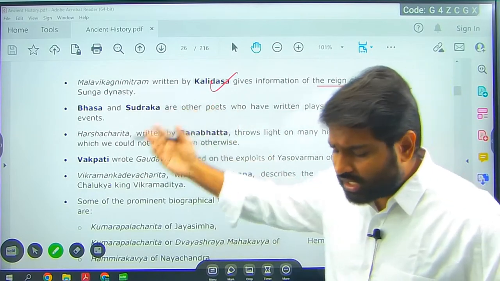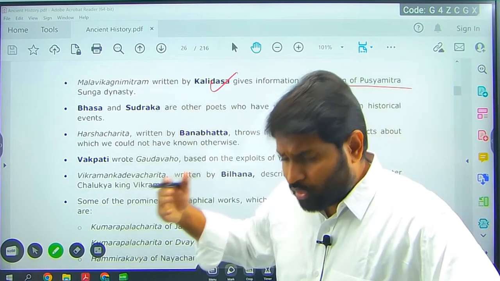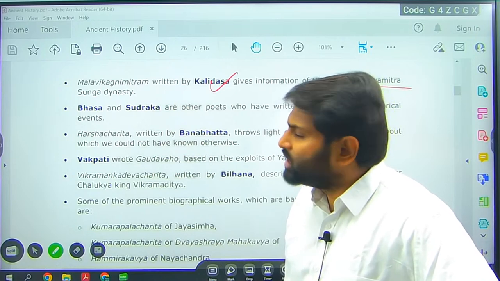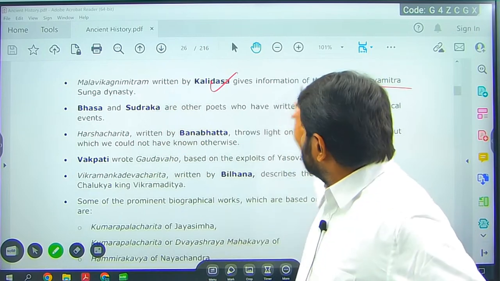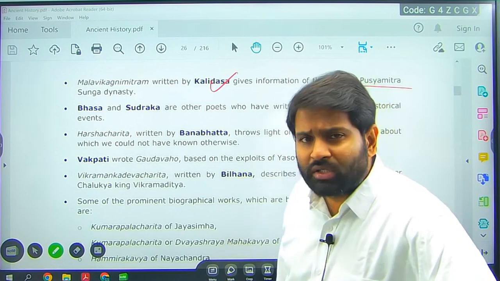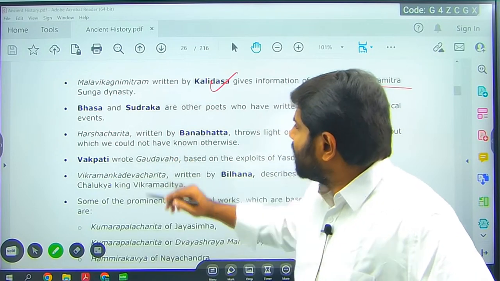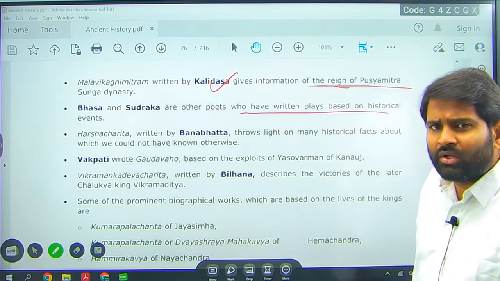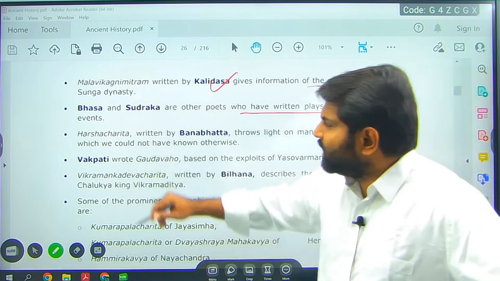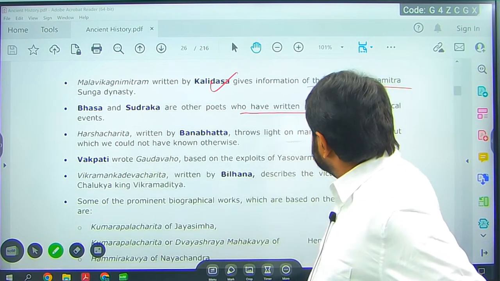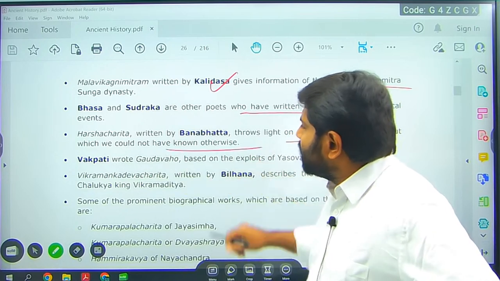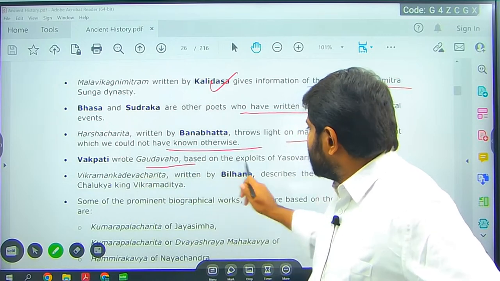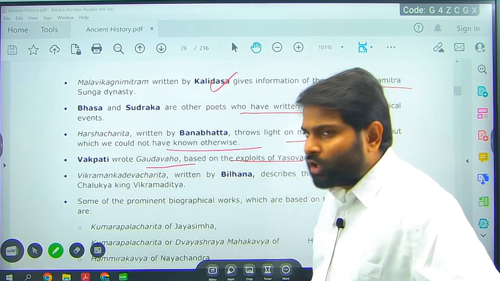When you see, Chanakya is the courtier of Mauryan Emperor Chandragupta Maurya. When you come to Malavika Agnimitram, we can see Kalidasa wrote this book during the reign of the Pushyamitra Sunga dynasty. Bhasa and Sudraka are other poets who wrote plays based on historical events. Similarly, Harshacharita, written by Banabhatta, throws light on many historical facts which we could not have learned otherwise.